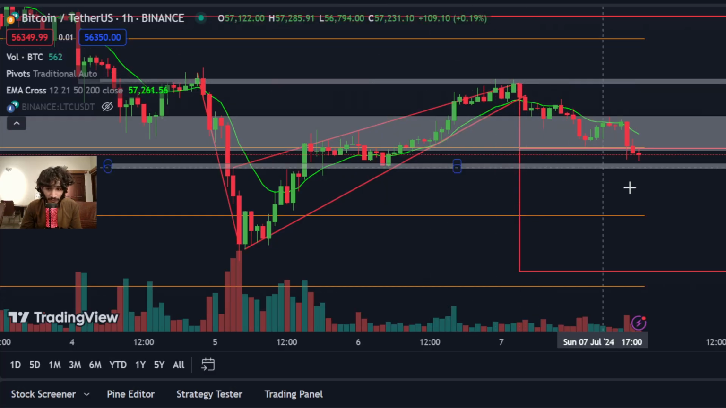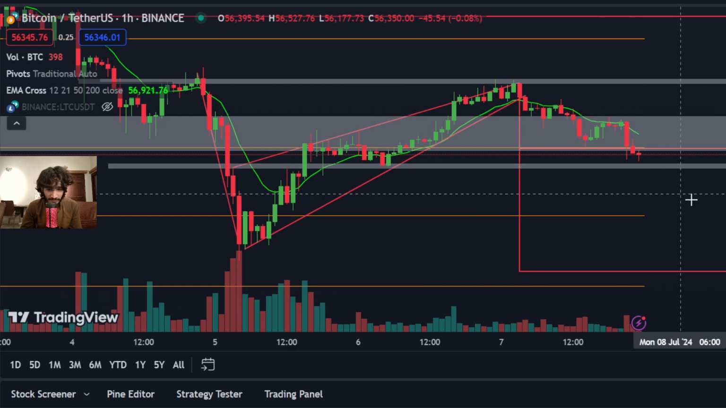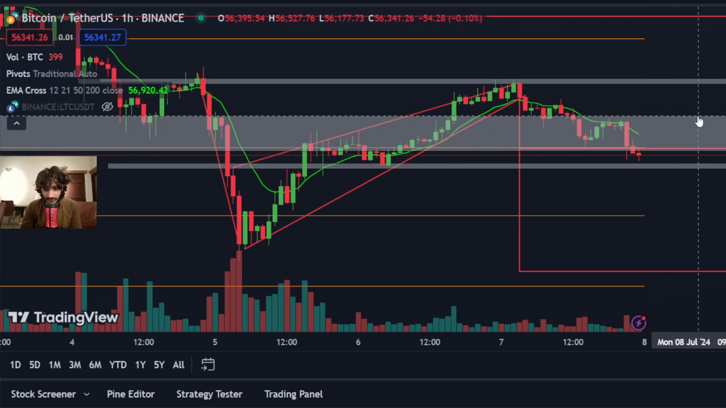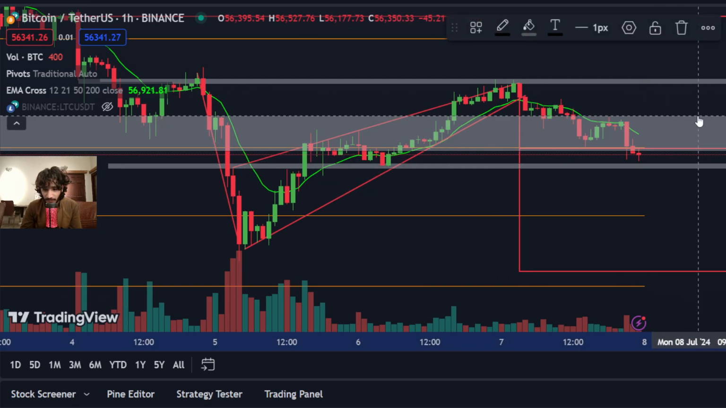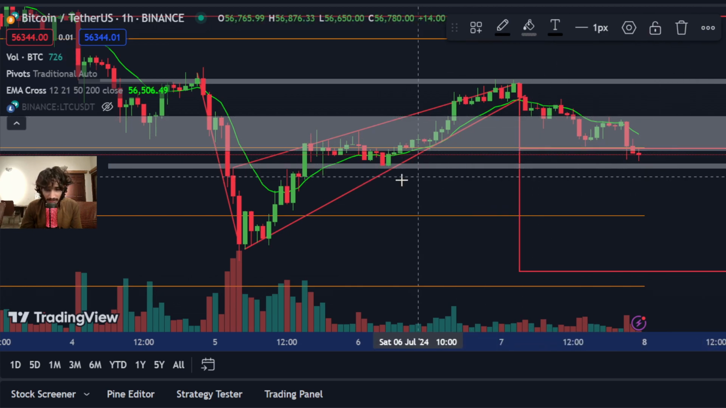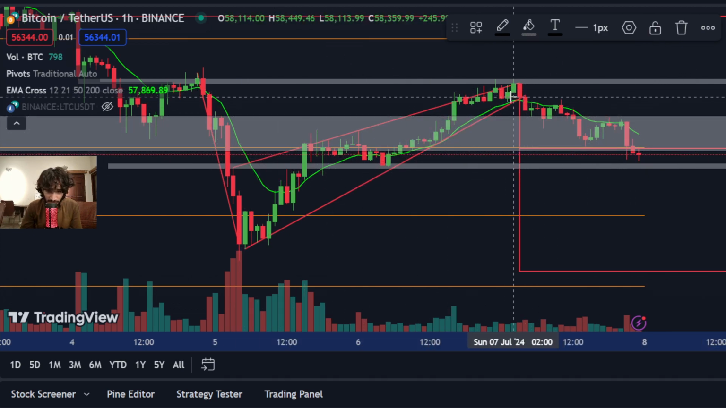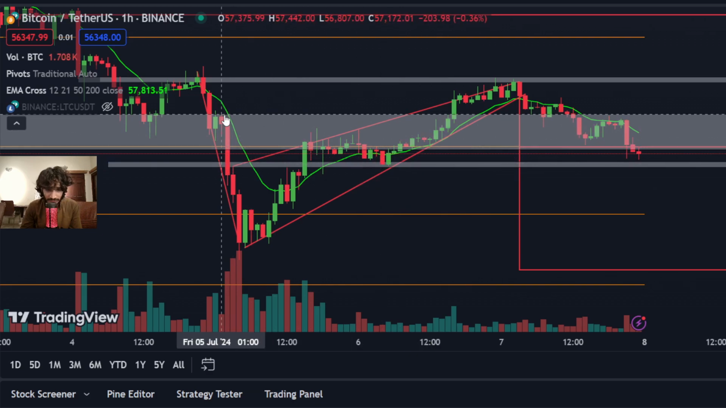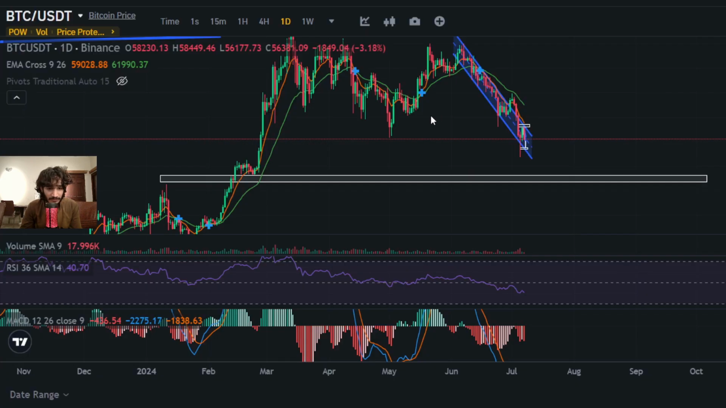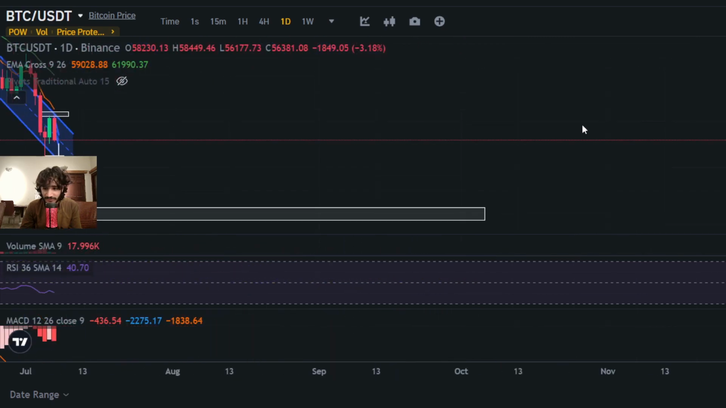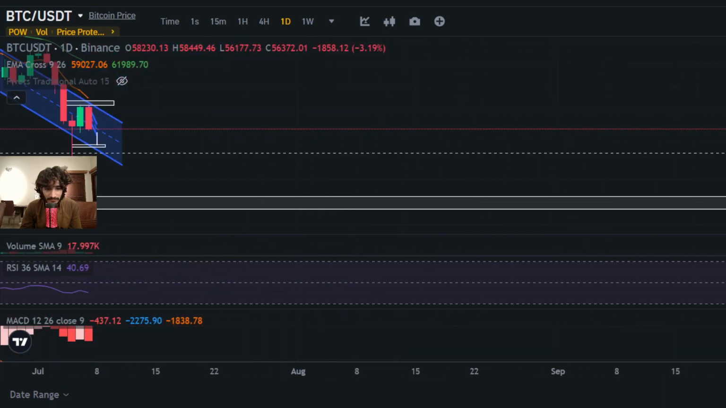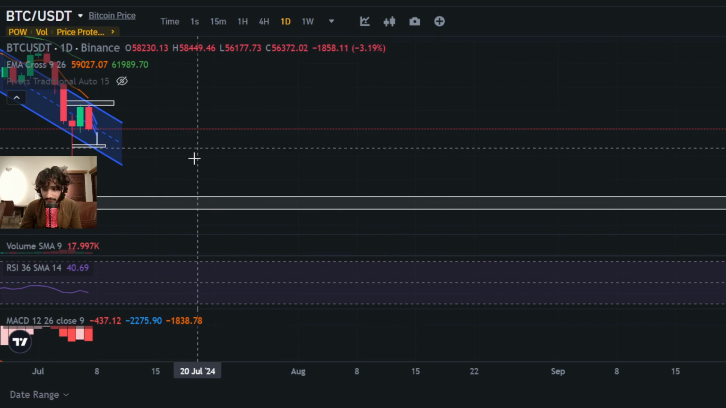We can see from the 1 hour perspective that this was a major key area. The price didn't respect it. This was, you can say, a rising wedge, from which I can estimate my target up to 53,000, which we can check on daily candles. This is 53,000, which is approximately here.